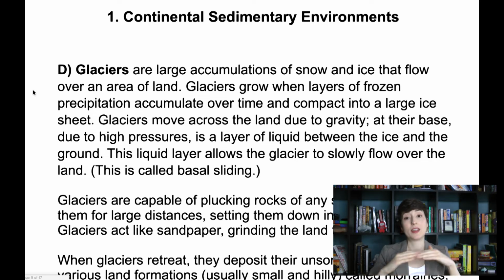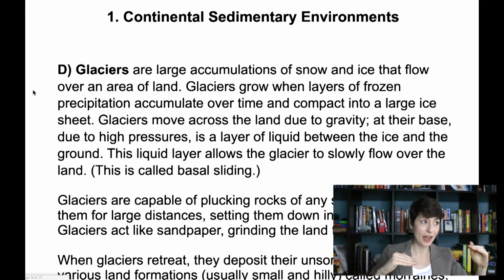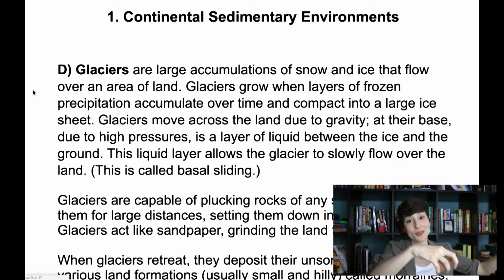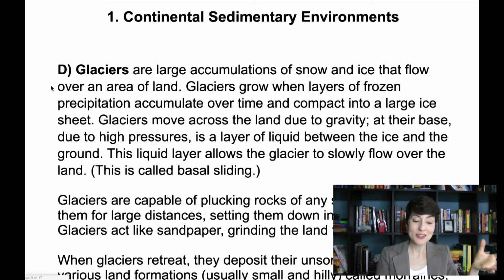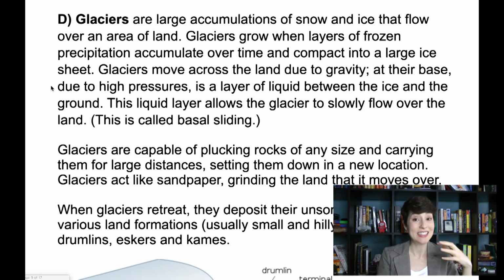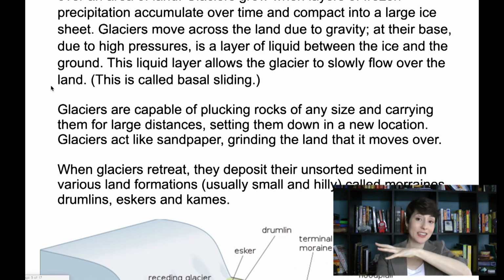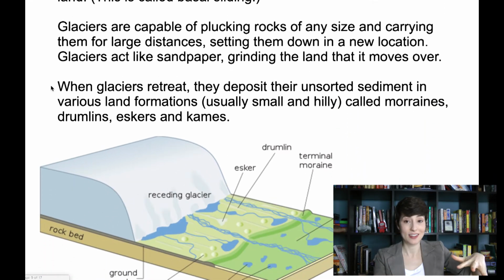the continent. Now, because this glacier is so massive and it slides over the ground, it's able to scrape the ground, so it actually carves out chunks in the ground, and it actually picks up rocks and carries them for very large distances before dumping them out again. So glaciers are capable of plucking rocks of any size, even gigantic boulders, carrying them for large distances and then unceremoniously dumping them down in a brand new location. They're kind of like sandpaper scraping the land underneath them.